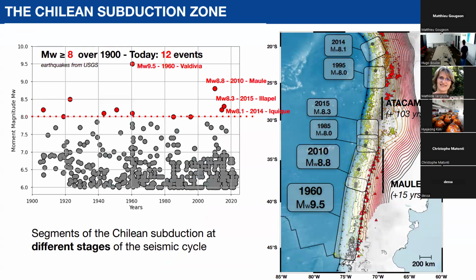This is a very active region in terms of seismicity. You have here, through time, the moment magnitude, and you see that we have 12 events higher than magnitude 8, so 12 megathrust earthquakes. In particular, between 2010 and 2015, you have 3 megathrust earthquakes: in 2010, the Maule earthquake, 8.8; in 2014, the Iquique earthquake, 8.1; and in 2015, the 8.3 earthquake here.